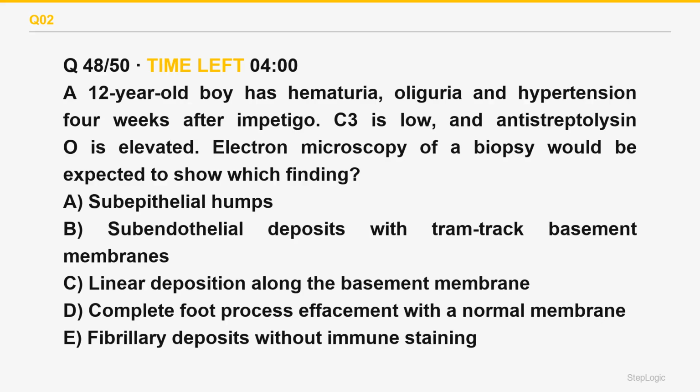A 12-year-old boy has hematuria, oliguria, and hypertension 4 weeks after impetigo. C3 is low and anti-streptolysin O is elevated. Electron microscopy of a biopsy would be expected to show which finding? Read the command: the expected electron microscopy finding. Each glomerulonephritis has a deposit in a characteristic location.